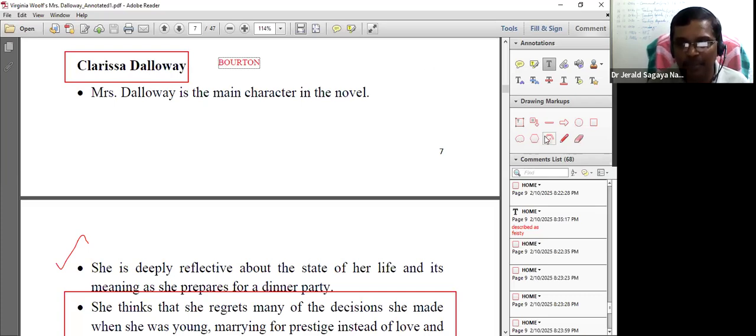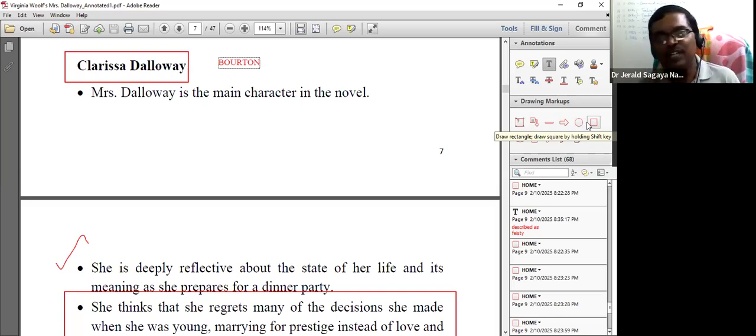Now, very important, most important, unlike other conventional novels, there is no chapterization. In Victorian novels, normally there will be parts and chapters.